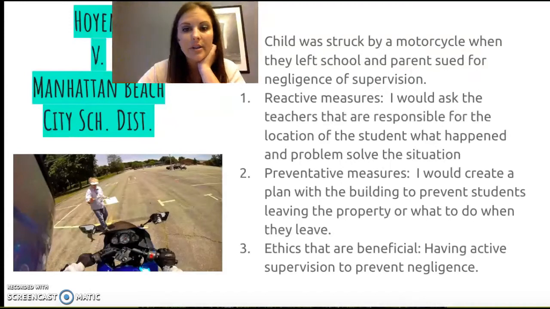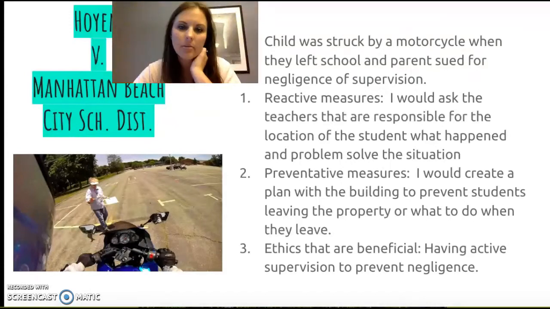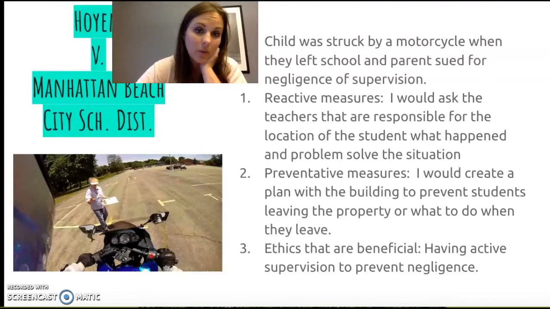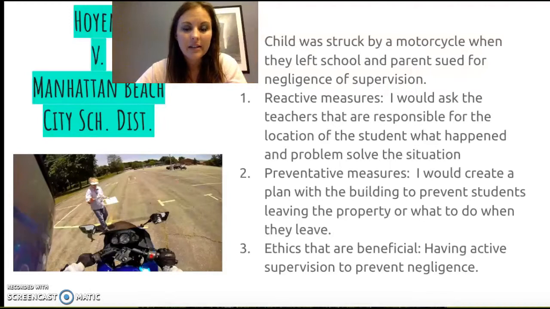So reactive measures, I would ask the teachers that are responsible for the location of the student what happened, and we need to problem solve what we can do in the future. And that's, again, this is with all the cases. I feel like we need to talk about this at the least, but there's so much more to talk about, but this is the beginning point.